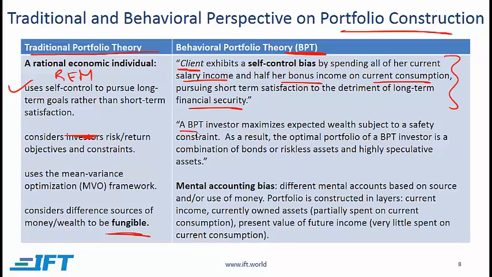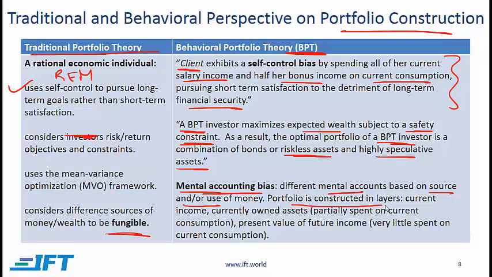A behavioral portfolio theory investor maximizes expected wealth subject to a safety constraint. As a result, the optimal portfolio of a BPT investor is a combination of bonds or riskless assets and highly speculative assets. In BPT, portfolios often exhibit a mental accounting bias, which is where investors have different mental accounts based on the source and/or the use of money.